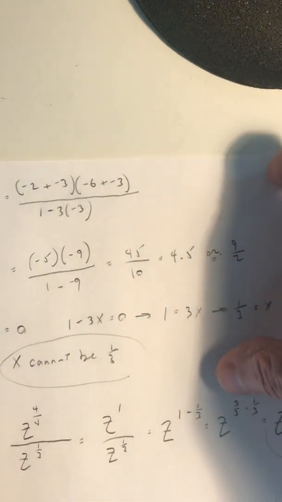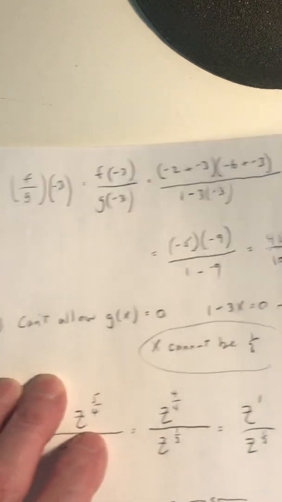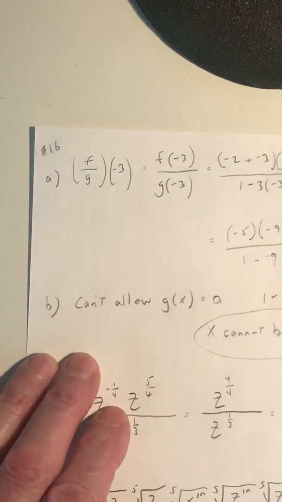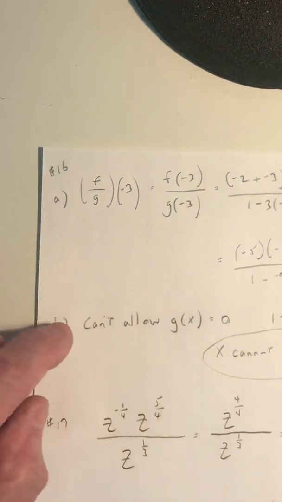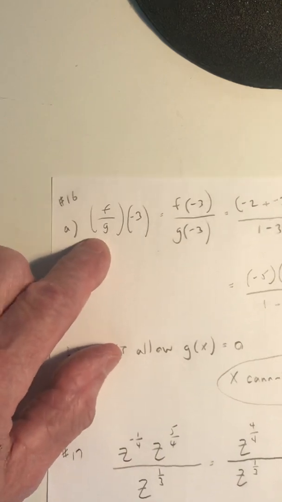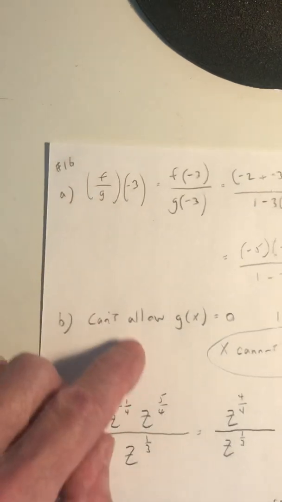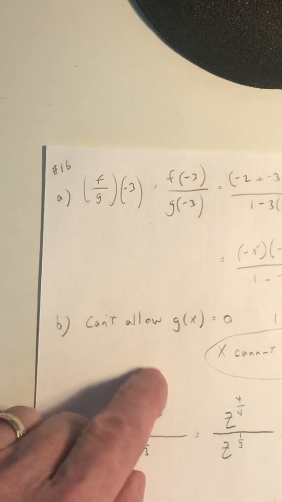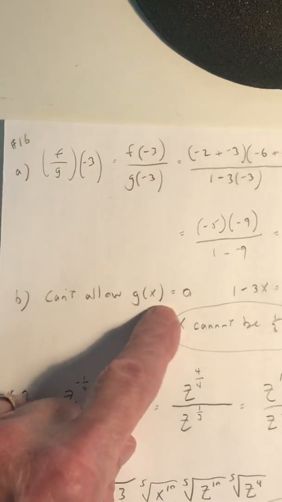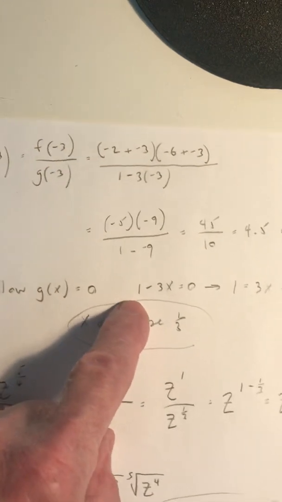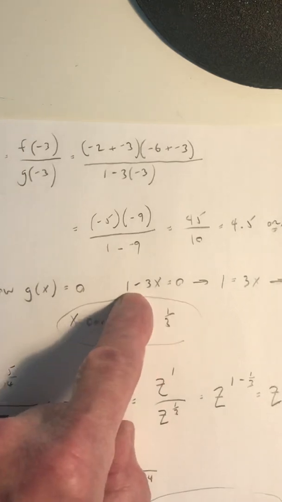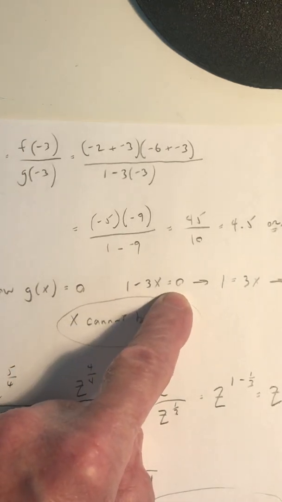Now the second part, part B, says find all values that are not in the domain of f over g. And we can't divide by 0, so g is the denominator. We cannot allow g of x to equal 0. That means we can't have this expression 1 minus 3x equal to 0.